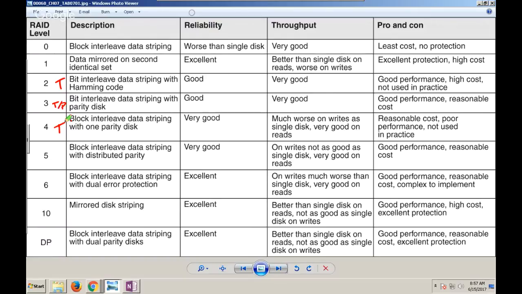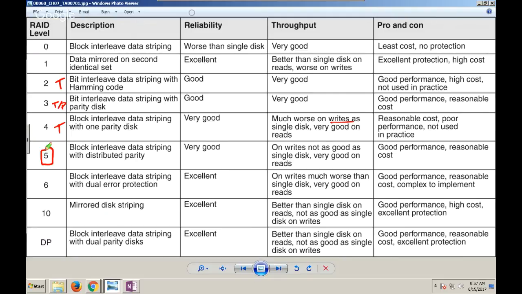Then in practicality, the throughput on it was bad. Okay, so we said, well, let's find a better way. There's got to be a better way. And we introduced RAID level 5. Now, RAID level 5 is arguably one of the most common levels of RAID in existence today.